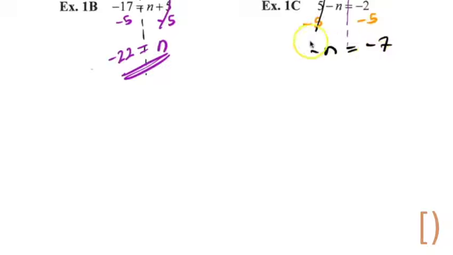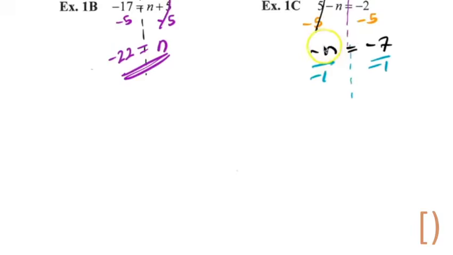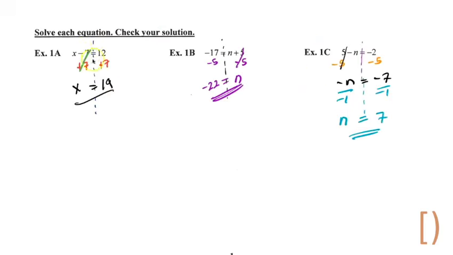And here we're actually not done yet, because I just have negative n. You don't want negative n, you just want n. To get rid of that negative 1, we're going to divide both sides by negative 1. Negative n divided by negative 1 is just n, and negative 7 divided by negative 1 is 7. The equal sign is kind of like a wall. Whatever you do to one side, you have to do to the other side. And we want to do opposite operations to get rid of them.